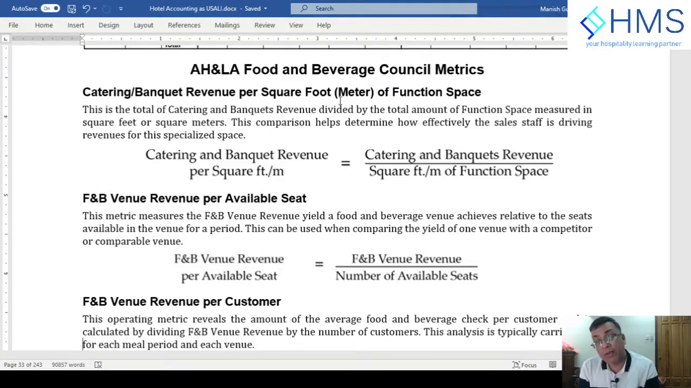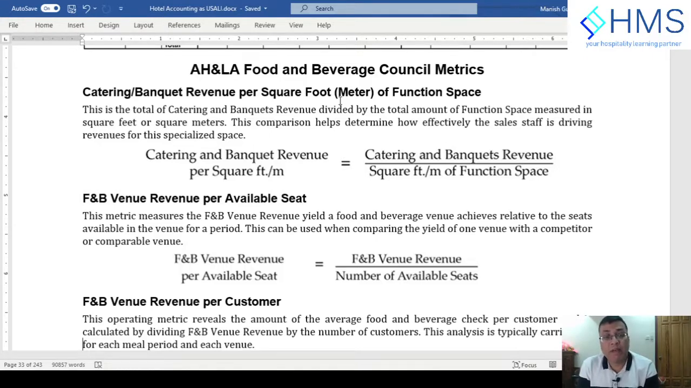And also you can compare with other hotels, right? If you are able to get the data from your competitors, you can see how effectively they are using their function space and how effectively we are using ours. Do we need to build more function space, or do we want to convert some of our function space into maybe an outlet, or maybe rent it out, to maximize the revenue from the space that we have?